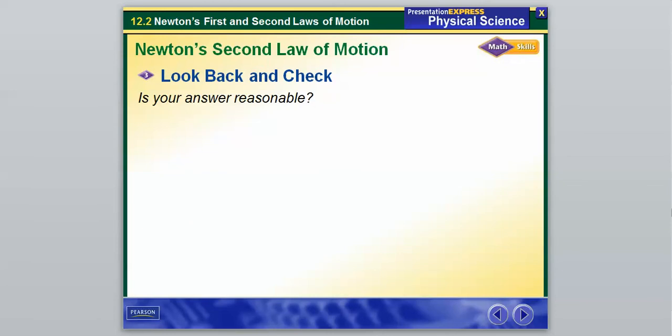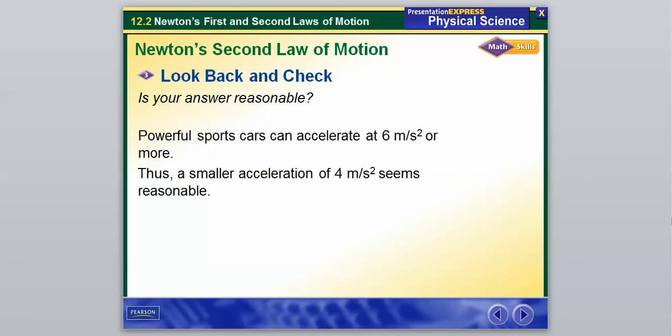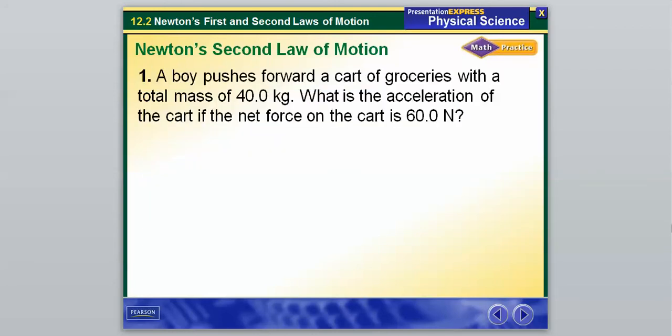Now we look back: is our answer reasonable? Powerful sports cars can accelerate at 6 meters per second squared or more, so a smaller value seems reasonable. For our sample problem, which you can solve for extra credit points if you put the answer at the top of your quiz below your name: a boy pushes forward a cart of groceries with a total mass of 40 kilograms. What is the acceleration of the cart if the net force acting on it is 60 newtons? If you solve that problem, you can write it at the top of your quiz to get some extra credit points.